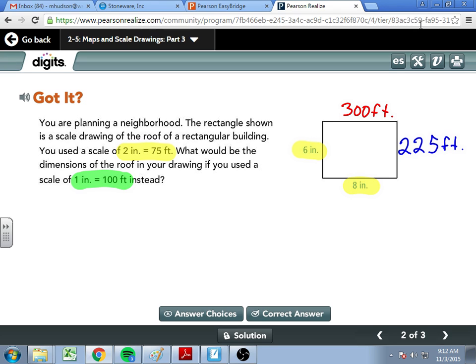The actual thing it wants us to do is take these values with this conversion and set up a new drawing and figure out what those new dimensions would be.